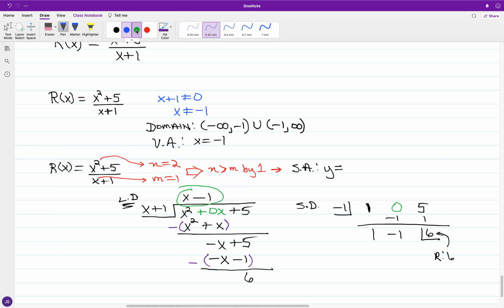And for what we have in terms of the quotient, the 1 here is in reference to x. And that's going to be x minus 1. So you have the same quotient, same remainder. So for the slant asymptote, we have y is equal to the quotient, which is going to be x minus 1. So you have y is equal to x minus 1.